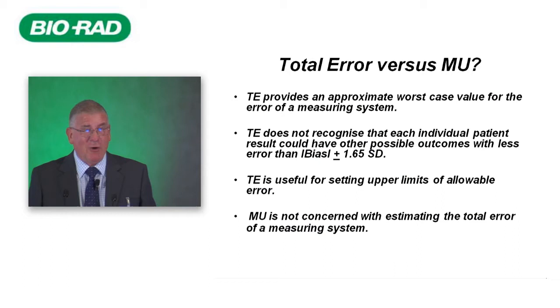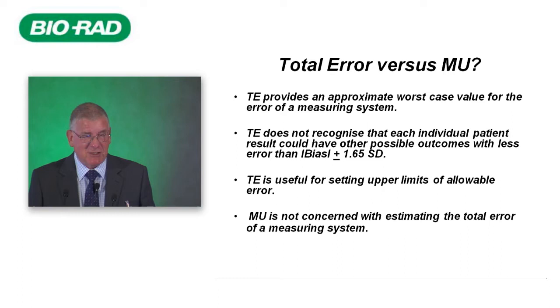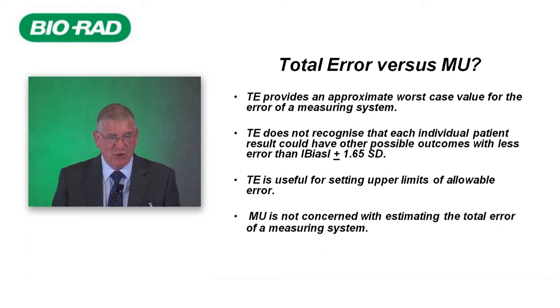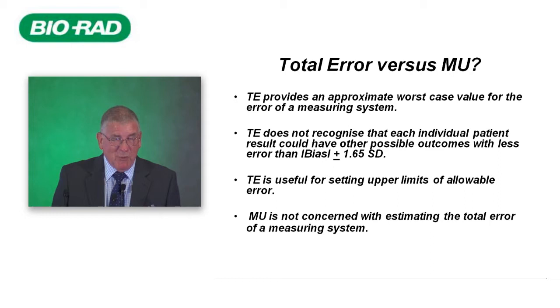So remember, total error provides an approximate worst case value for the error of a measuring system. Total error does not recognize that each individual patient's result could have possible outcomes with less error than bias plus Z times the standard deviation. Total error is useful for setting upper limits of allowable error, but measurement uncertainty is not concerned with estimating the total error of a measuring system.